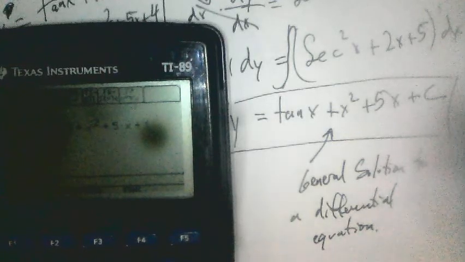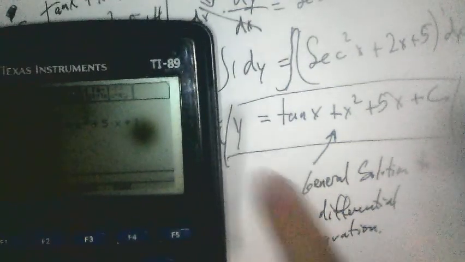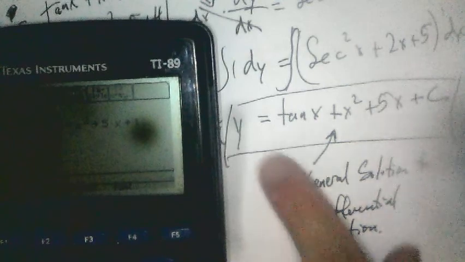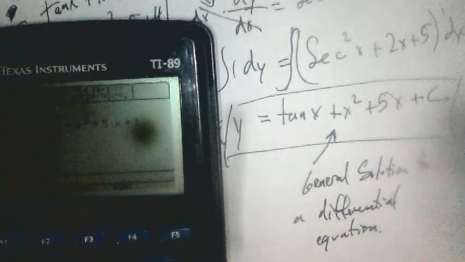Hello folks, we're following up here from example number 1. So last time we found that the general solution to this differential equation was y equals tangent x plus x squared plus 5x plus c. And I just wanted to give you a further outline of what this really means here.